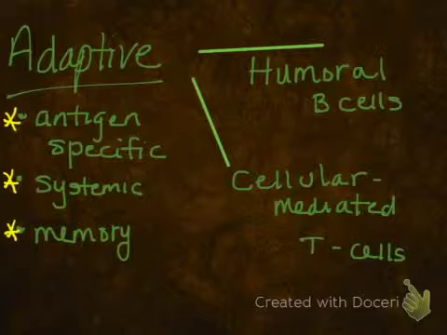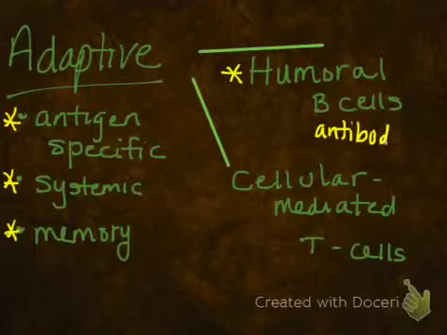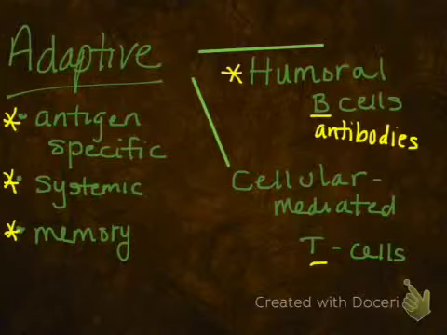And then there are two different branches to the adaptive immune system. We have the humoral branch, which is dealing with B cells and antibodies. And then we have the cell-mediated branch, which is dealing with T cells. And there's a difference between B cells and T cells. We call them B cells and T cells because of the area in which they become immunocompetent. B lymphocytes or B cells become immunocompetent in the bone marrow. T cells become immunocompetent in the thymus. Hence we get the B for bone marrow and T for thymus.